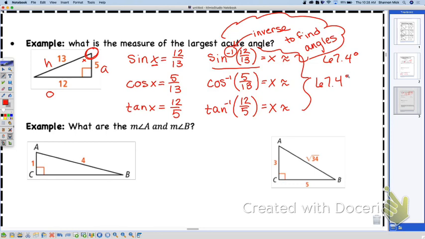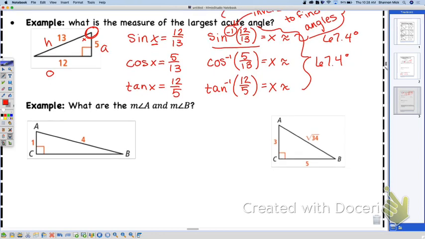Okay, did everyone get 67.4? Yes. So in this case, it didn't matter which one I used. But like I said, normally they'll only give you 2 sides of the triangle, and you have to figure out which function you're going to use. So let's do the next ones.